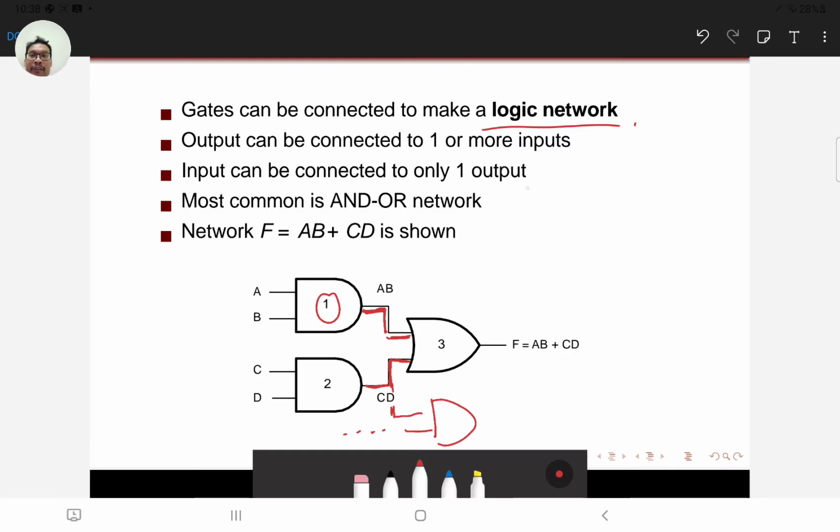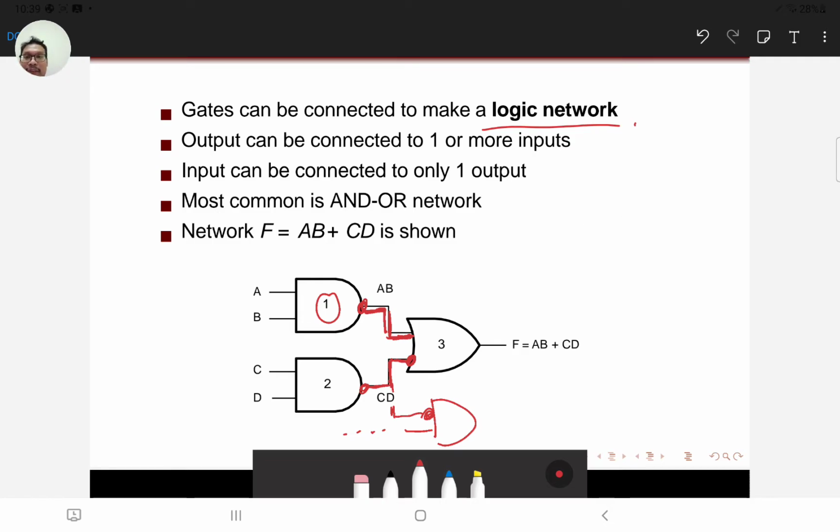Inputs can be connected to only 1 output. So an input can only be connected to 1 output. For example, this input is only connected to this particular output. Okay, so this input is connected to this output. This input is also connected to only 1 output.